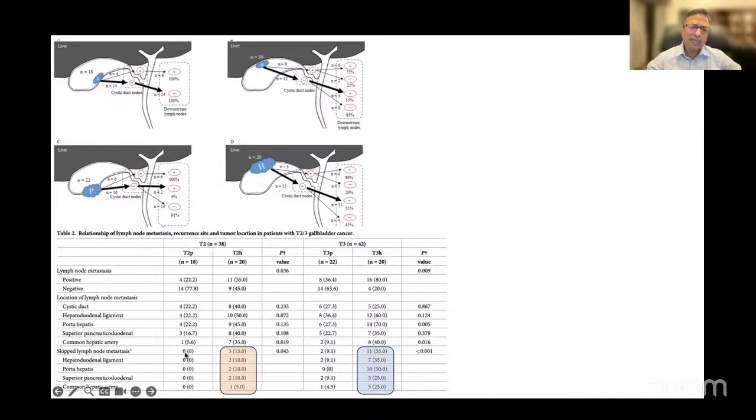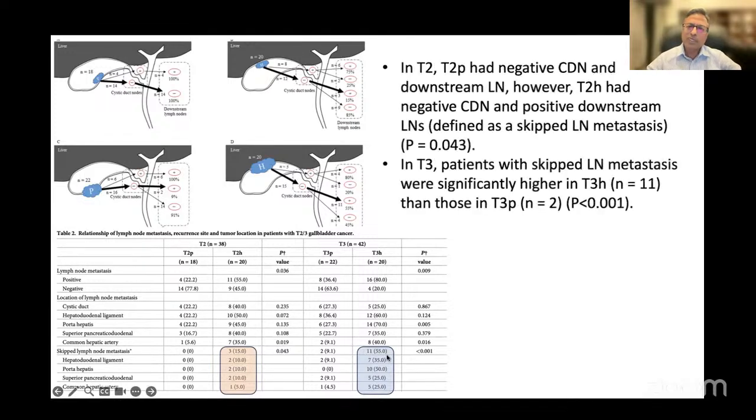And you can see here the skipped node metastasis in PT2 is 0, whereas it is 15% in the hepatic side, and it's 9% versus 55% in PT3. So what in essence it means is that in PT2 peritoneal side disease, if the cystic lymph node is negative, most likely the downstream lymph nodes are also negative. And in PT3, if it is hepatic side, the likelihood of skipped metastasis is high. So same thing, the extent of lymph node dissection may be guided by this information that you have here.